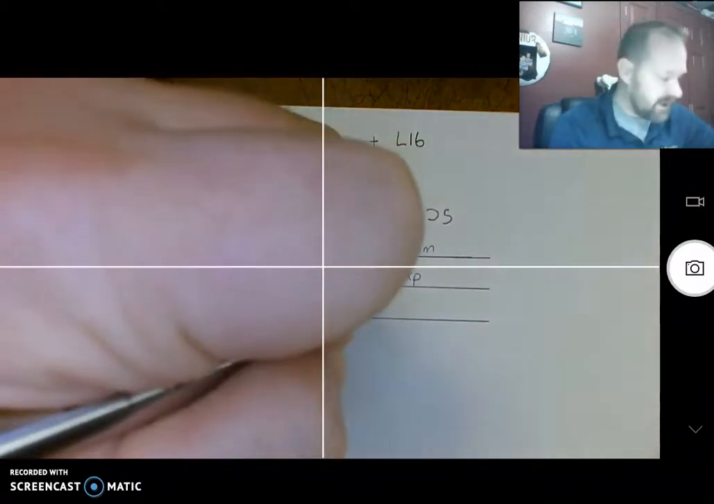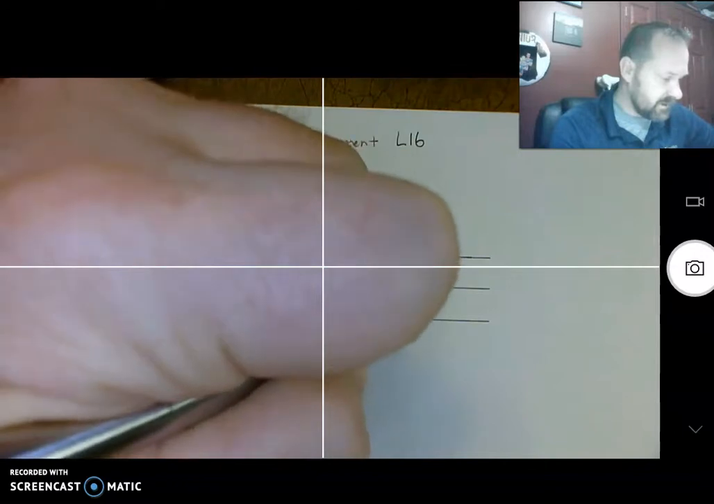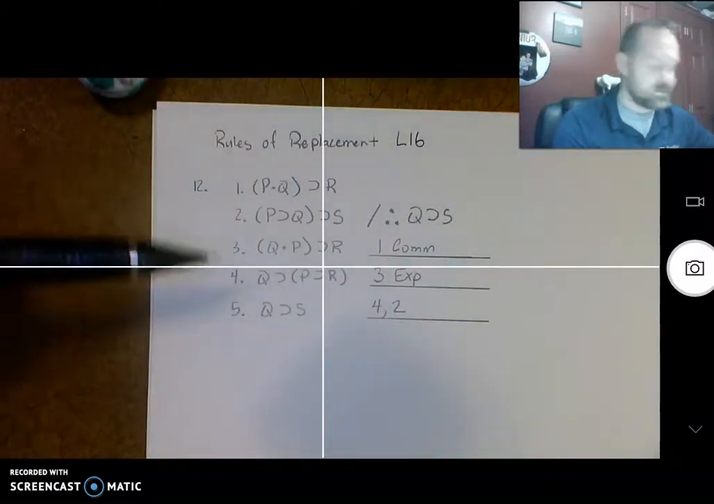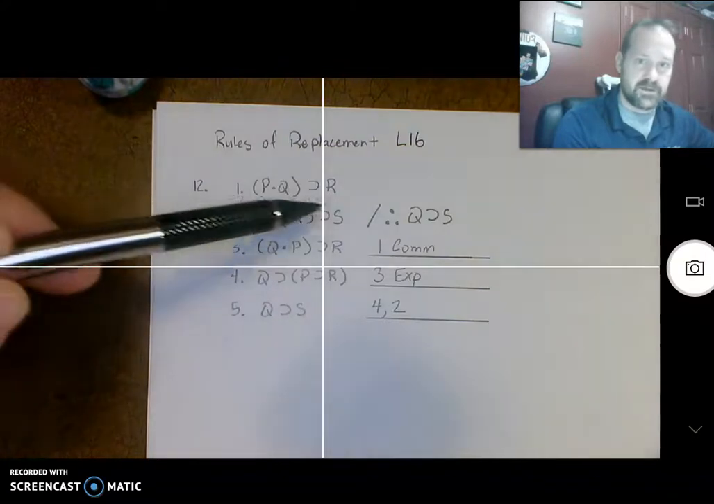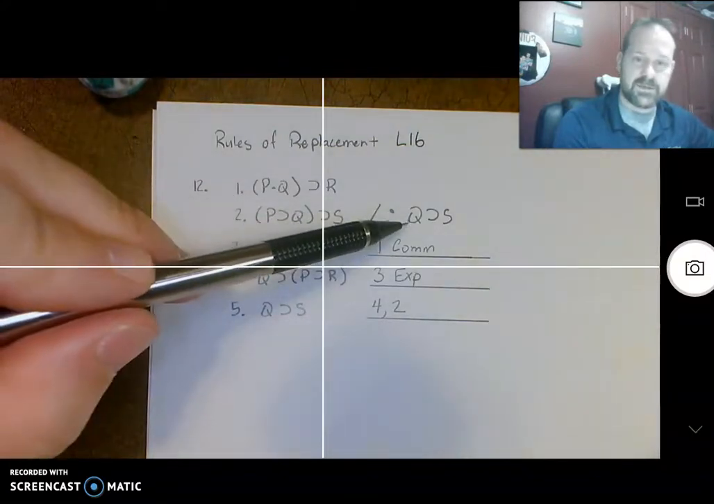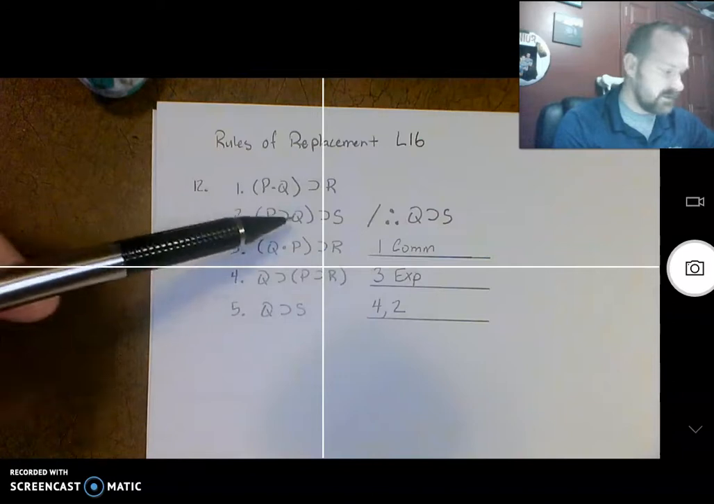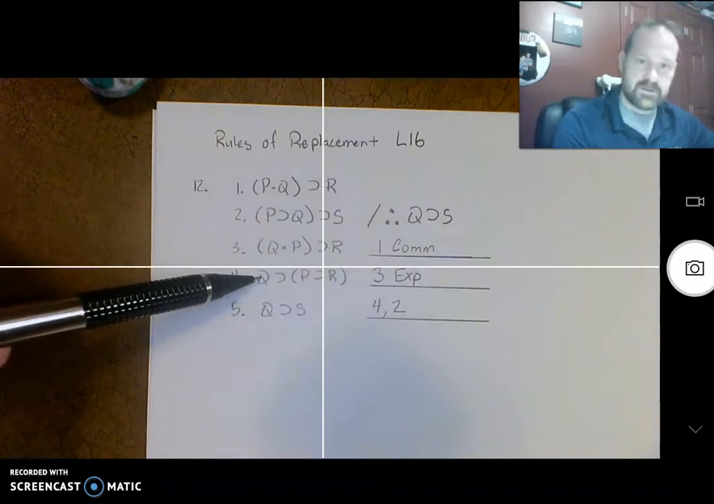Okay. But actually, I'm going to use it in the order of lines 4 and 2 first. So line 4 is first, and then line 2. My end goal, again, is QS. So I've got to get Q first, and then S. So watch what happens here.